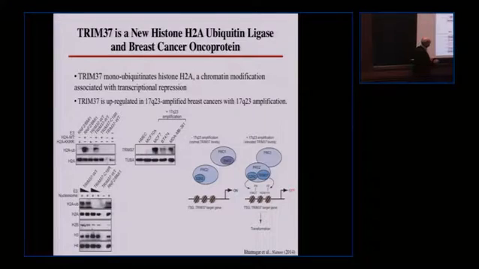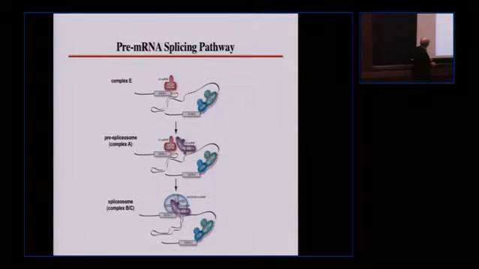So I want to now turn to the second part of my talk, and that has to do with an oncogenic splicing factor. As I imagine everyone in the audience knows, splicing is a step that's involved in normal expression of genes. It involves the removal of introns and the ligation of exons. It's mediated by a large complex referred to as a spliceosome.